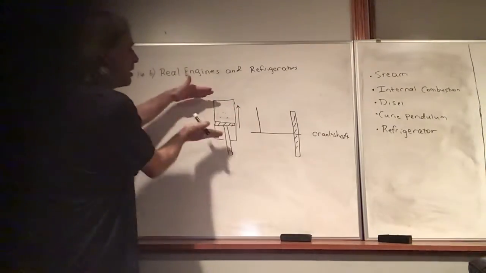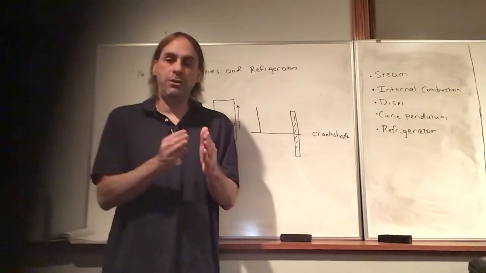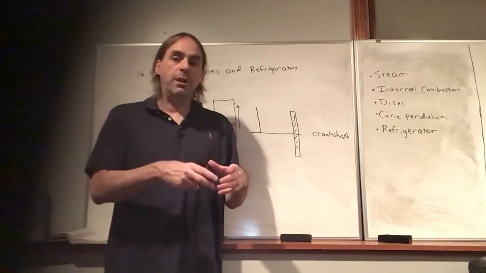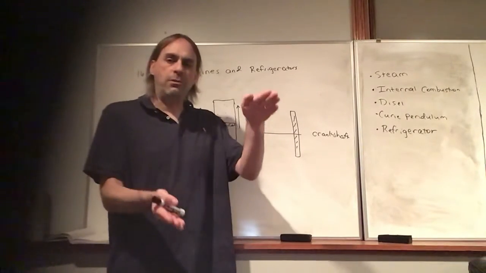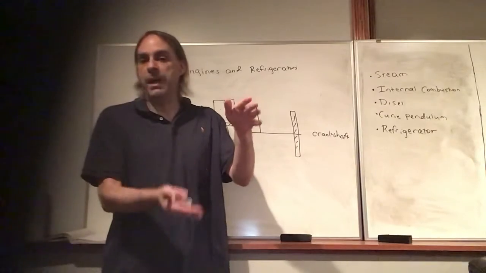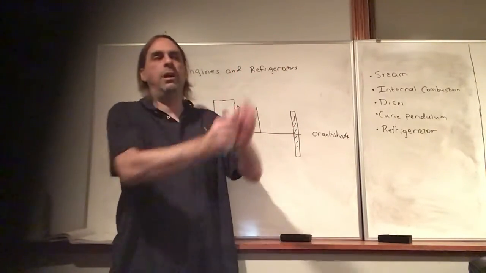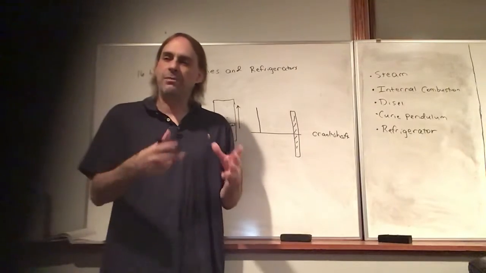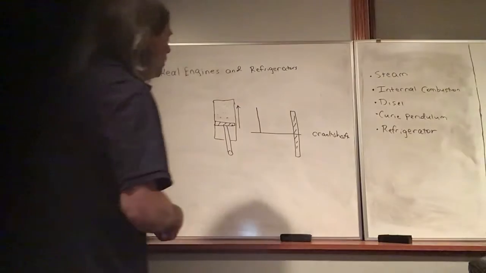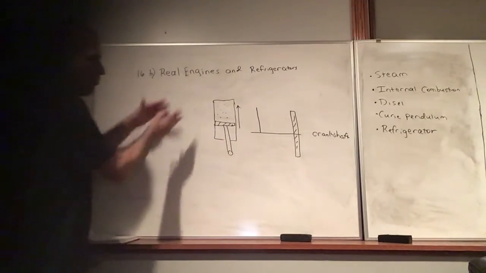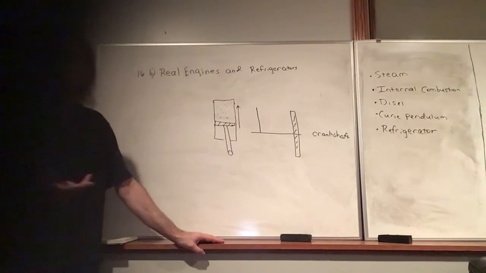The problem is when you're compressing this mixture, it's heating up. So if you try to compress it too much, the compression is going to cause it to spark, to ignite. And you don't want it to ignite when it's going up and then force it back down. You want to time it right so it gets to the top. The engineers figure out exactly the optimal time to cause this spark. But if you try to get too much compression out of an internal combustion engine, that'll be a problem.